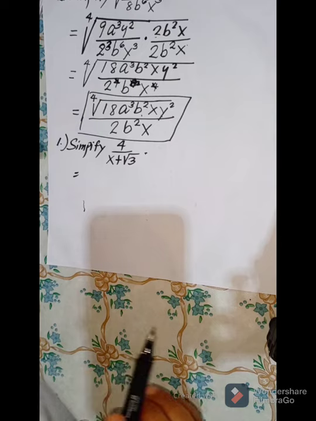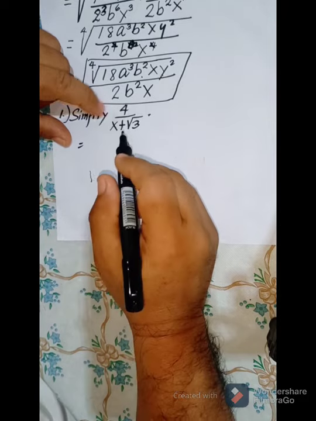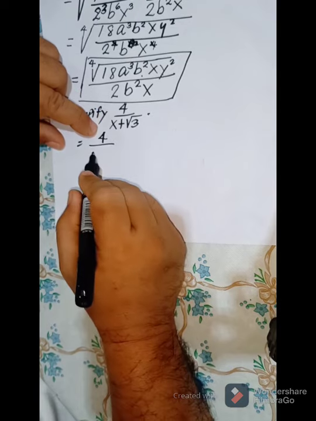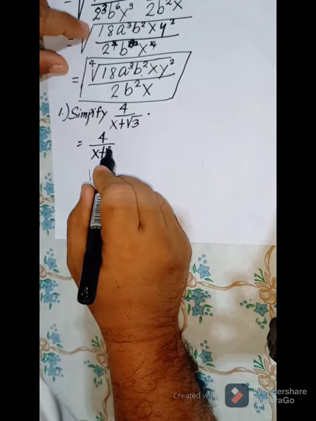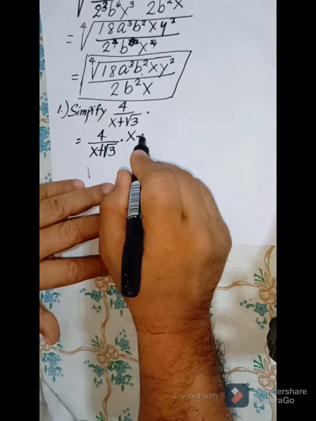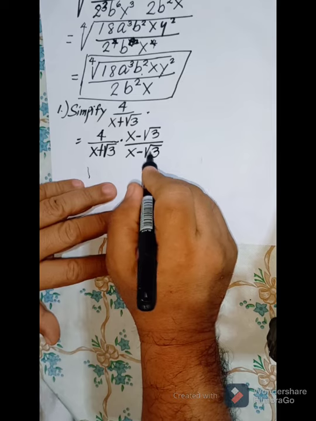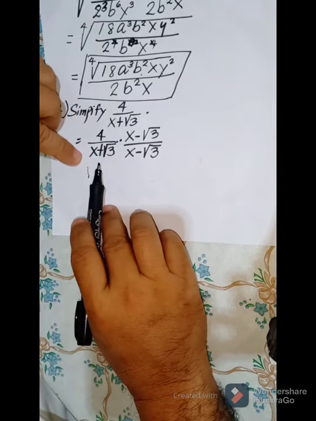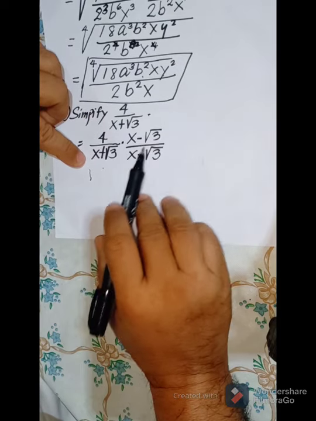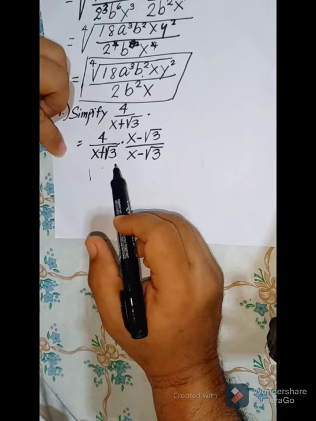So now we proceed to multiplication. We multiply the conjugate of the denominator. So we have 4 over x plus square root of 3 times x minus square root of 3 over x minus square root of 3. Take note that the conjugate of the denominator is multiplied to both numerator and denominator. Why? Because x minus square root of 3 over x minus square root of 3 is equal to 1.